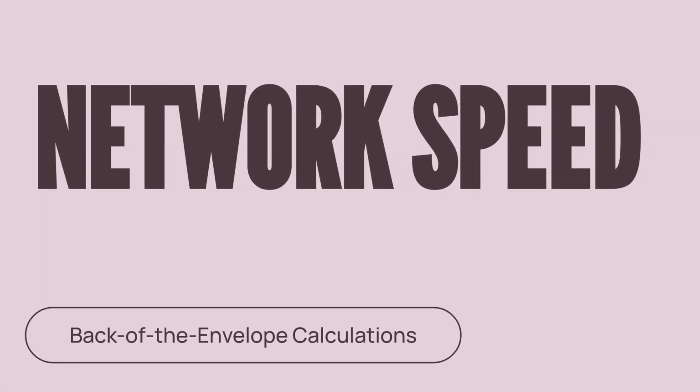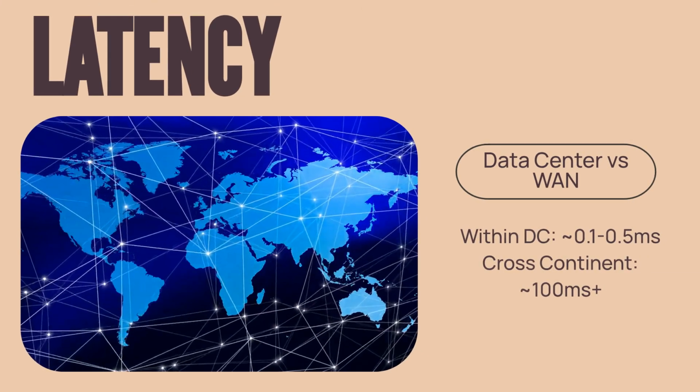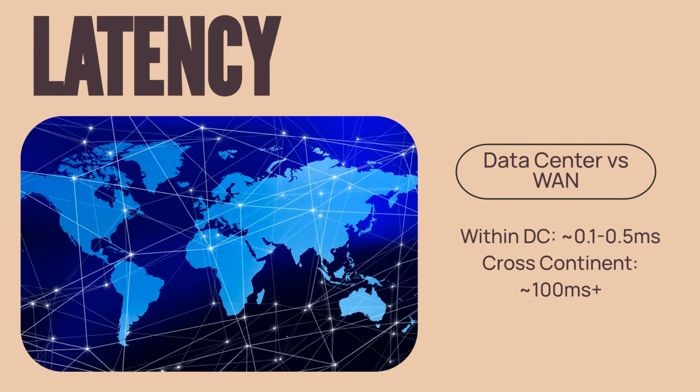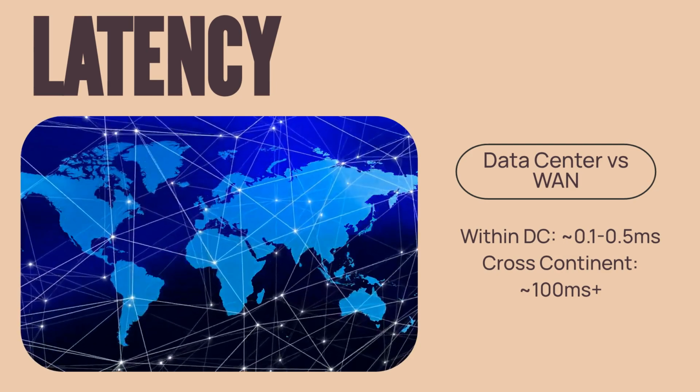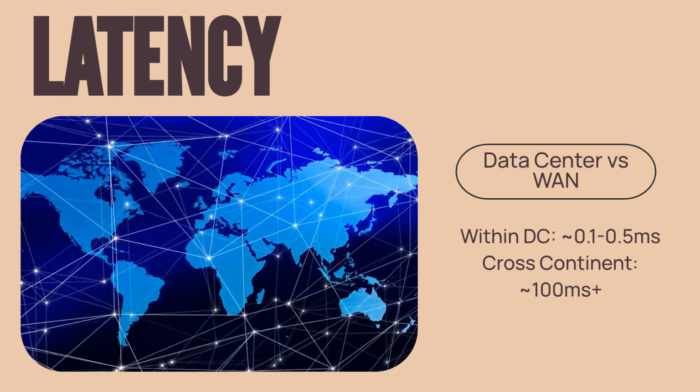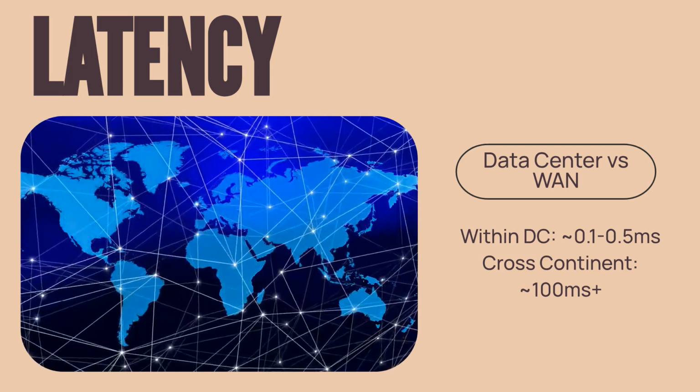Finally, let's touch upon the speed of data transfer, both locally and globally. Network latency varies significantly. Transfers within a data center or LAN are extremely fast, around 0.1 to 0.5 milliseconds. Cross-continent transfers, or WAN, can easily hit 100 milliseconds or more.